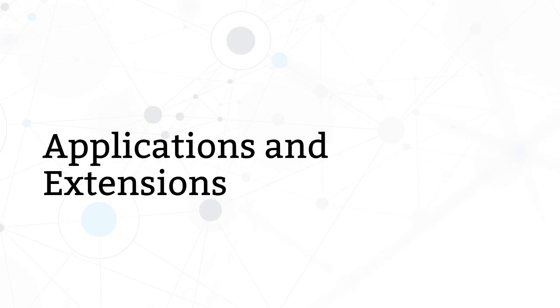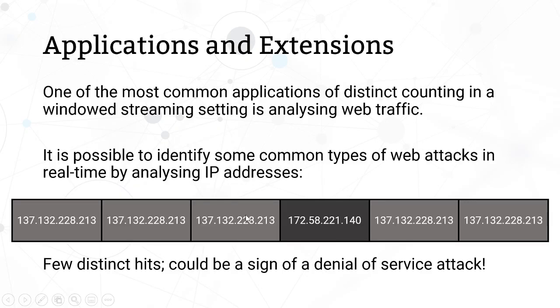So we'll just go through this quickly because we don't have too much time left. We'll just explain some applications and extensions of the algorithm analysis that we did. One of the most common applications of distinct counting in the windowed streaming setting is analyzing web traffic, right? So we can identify some common types of web attacks in real time if we analyze IP addresses. One of the things we can do is look at the IP addresses we're getting, and if there are very few distinct hits, this could be a sign of a malicious actor trying to flood your server by making lots of requests.